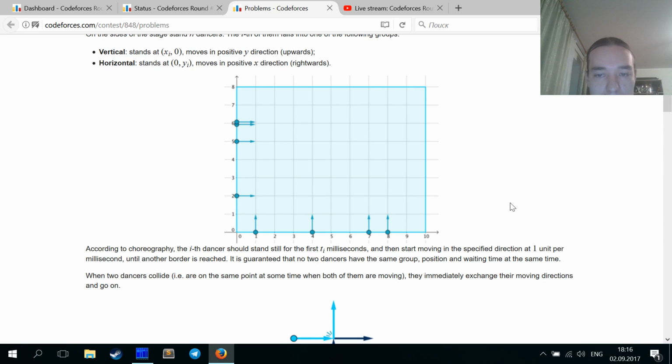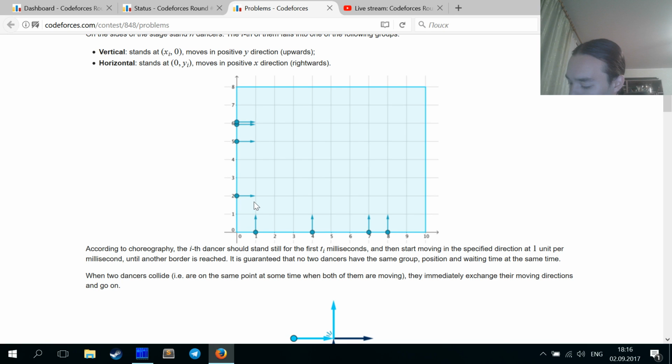Okay, so if we were to write an equation that two particular guys collided, that would be something like the waiting time for the first one plus the coordinate equals the waiting time for the other guy plus his coordinate. So we know that we can split the guys into groups. For example, here the first and fourth and the fifth are in the same group, and here we have another group.